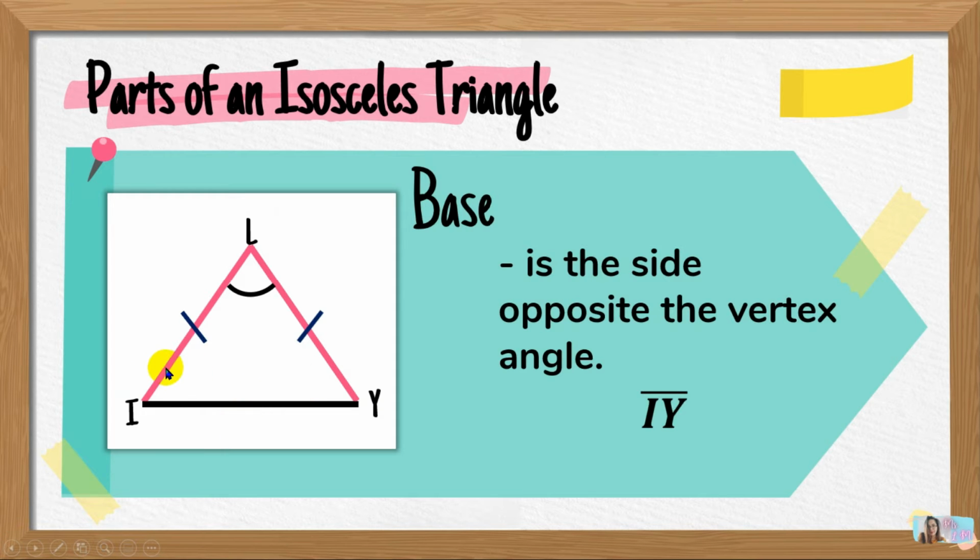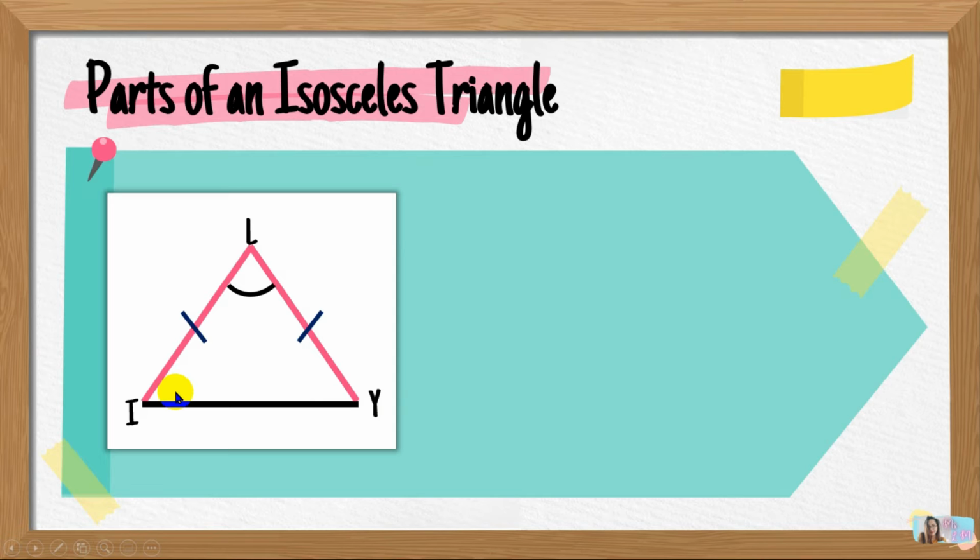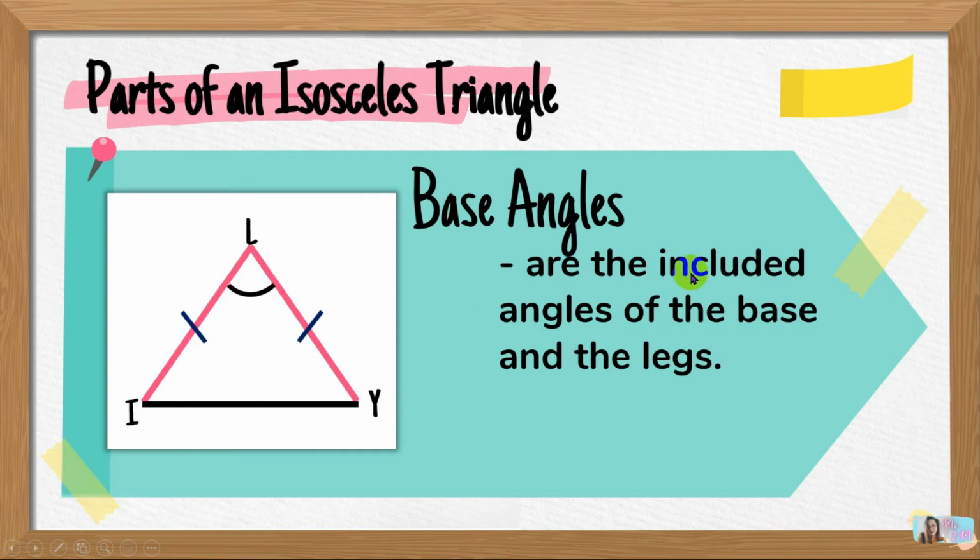So, buo na yung ating tatlong sides ng triangle. Ang unang tawag natin ay legs. Legs yung dalawang congruent sides of the isosceles triangle. And then, yung third side na hindi kakongruent, ang tawag natin ay base. Now, ano naman kaya ang itatawag natin dun sa dalawa pang angles na hindi pa napapangalanan? So, for the two remaining angles, ang tawag natin dyan ay base angles. So, base angles are the included angles of the base and the legs.